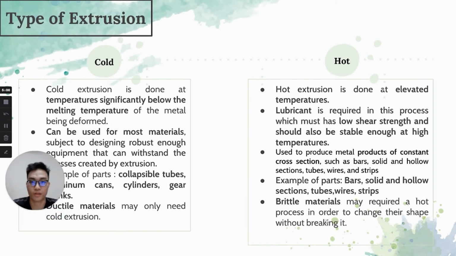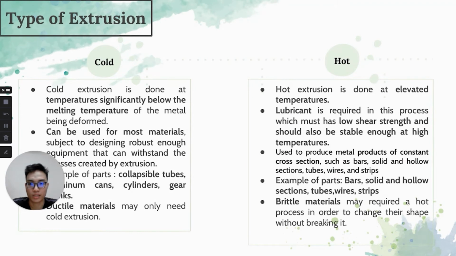The last type of extrusion is hot extrusion. Hot extrusion is done at high temperature. Hot extrusion is used to manufacture products from aluminum, copper, along with their alloys. Hot extrusion is usually used to produce bar, tube, wire, strip, solid and hollow sections, and brittle materials can go through hot extrusion in order to change their shape without breaking.